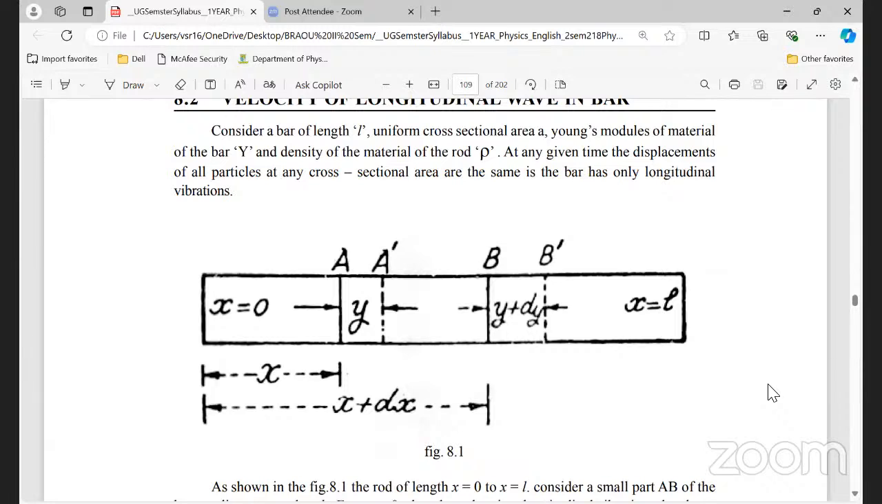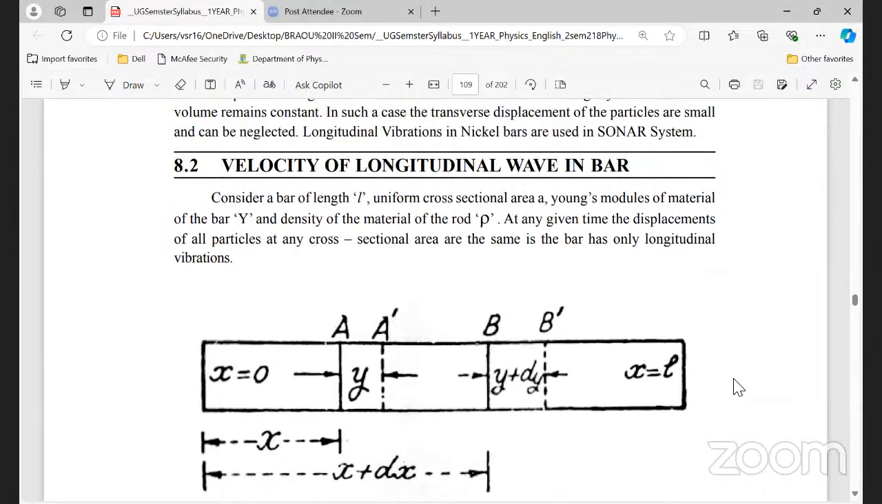Related to the concepts, one is rho, one is sigma. So many. But here, according to our syllabus, you need to know the basic definition of these. Then only you will be able to remember this. So in this concept, you need to find the velocity of a longitudinal wave.